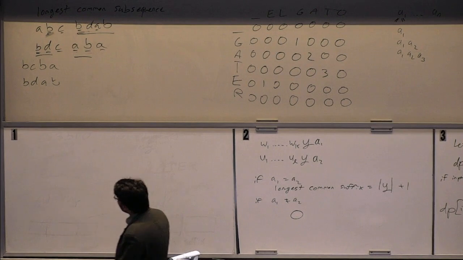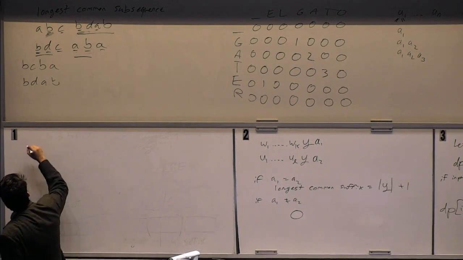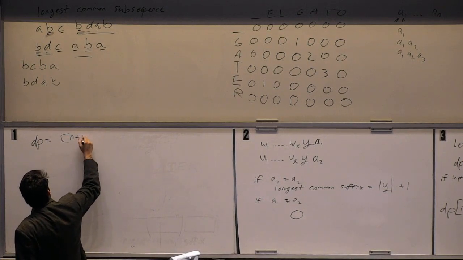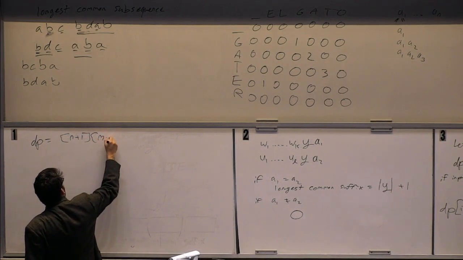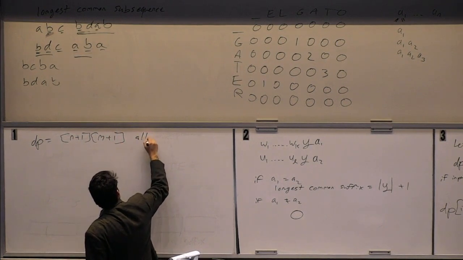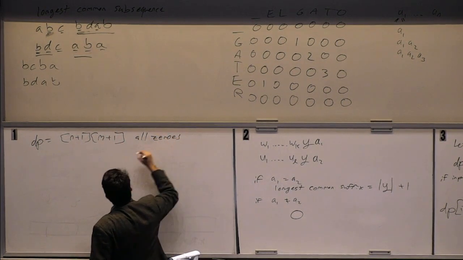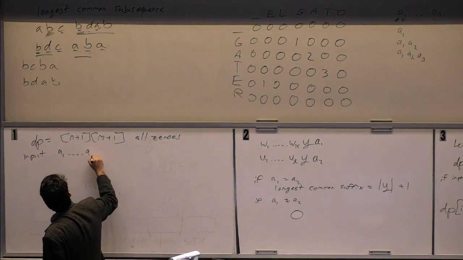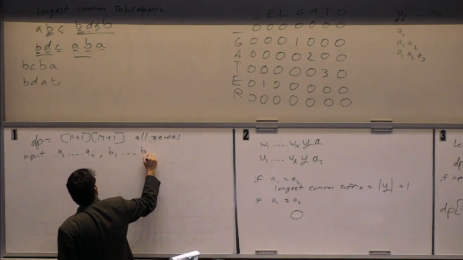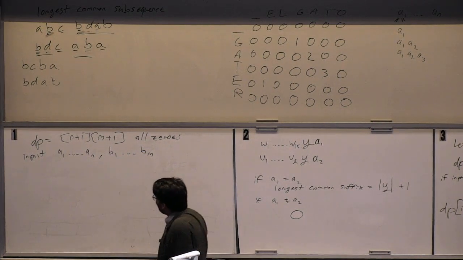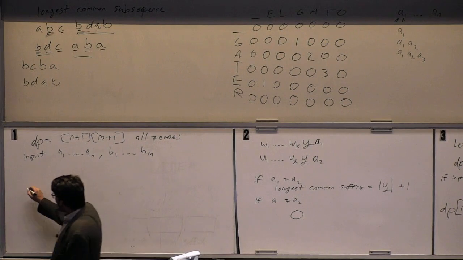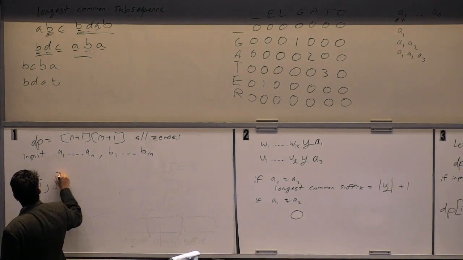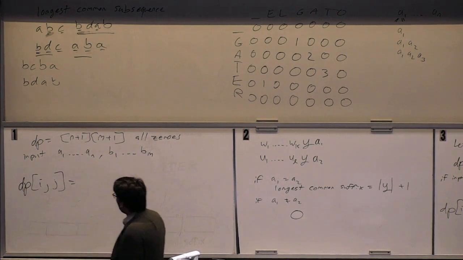So let's just immediately jump in and define our DP table. DP will be M plus 1 by M plus 1, all zeros. Our input will be A1 to AN, B1 to BM, right? And we want DP of IJ to correspond to two cases.